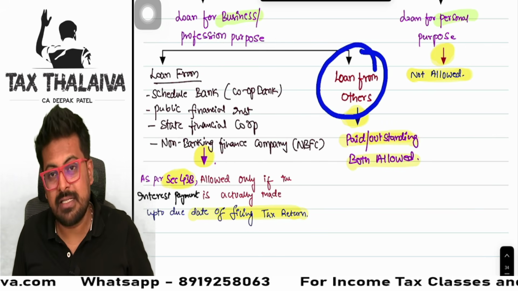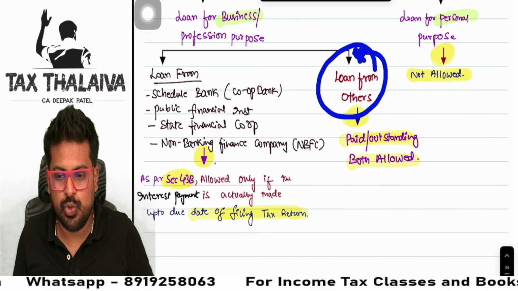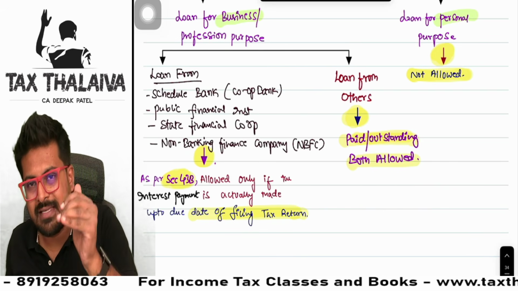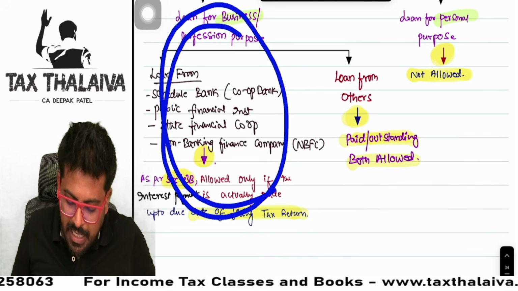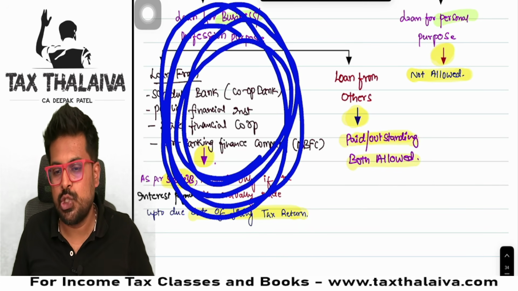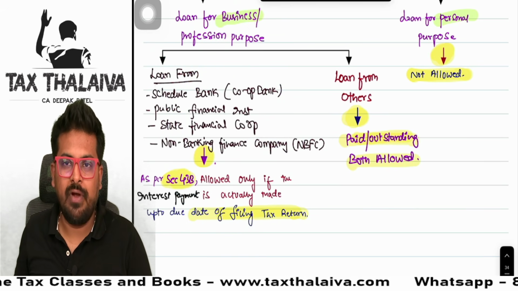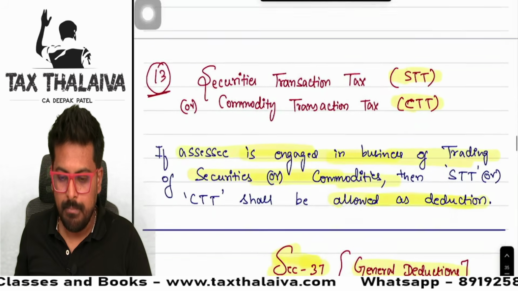If you took a loan from others, other than banks or a public financial institution, then whether you pay or don't pay, in both cases it is allowed. But if you take any loans from banking institutions or NBFCs mentioned here, you have to make the payment on or before filing of return of income.